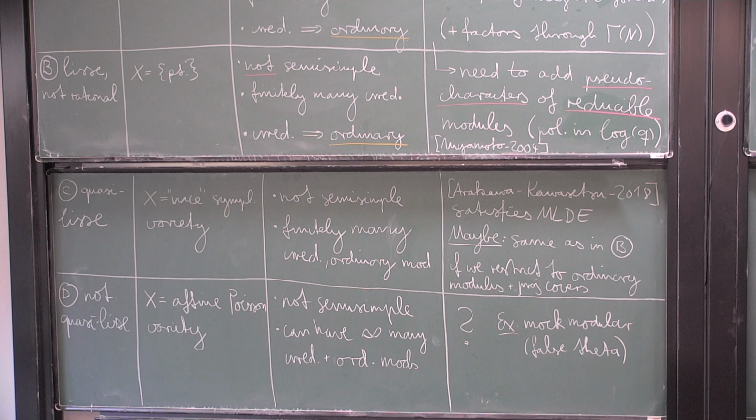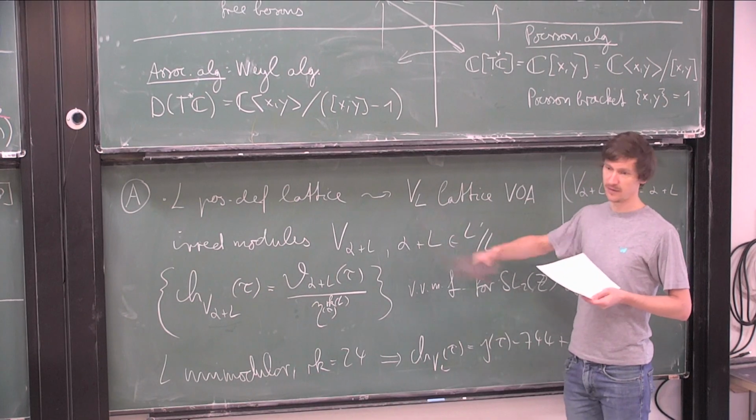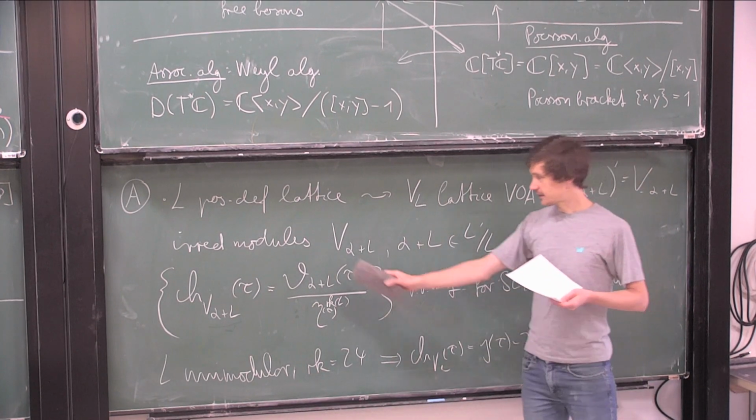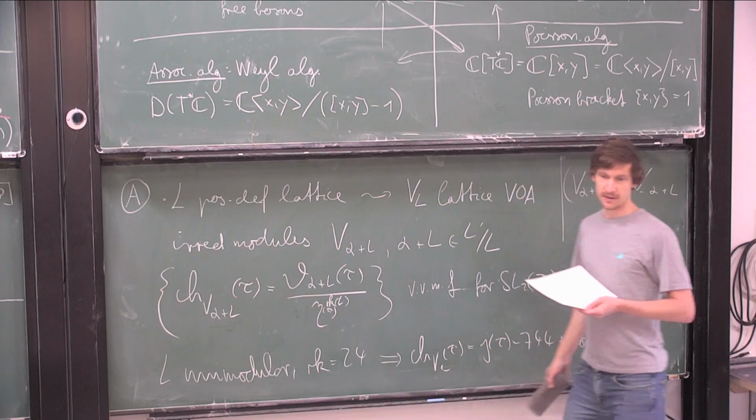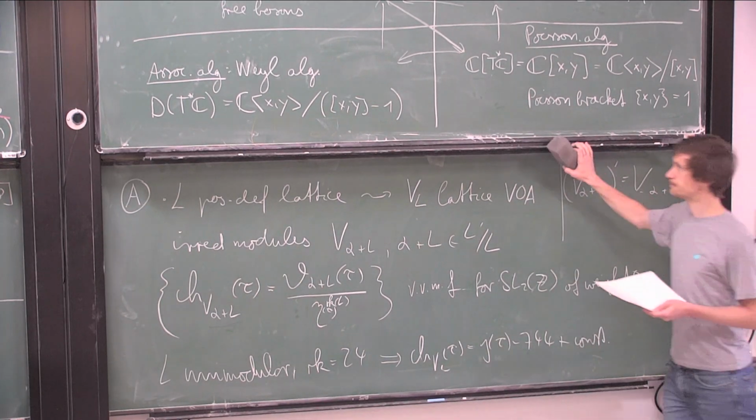Yeah? Okay. Maybe that's the only one I want to write down. But it's usually of the form for the VOAs that we can construct by some kind of classical object like lattices or Lie algebras. You will always have some theta function divided by some etas. Okay.